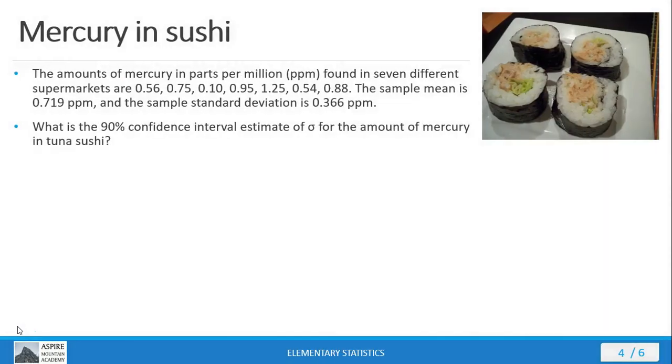Let's go back to looking at the mercury levels in sushi. We've got our data here from 7 different supermarkets, along with the sample mean and sample standard deviation. So now, instead of looking at the mean value, let's look at the standard deviation. What's the 90% confidence interval estimate for the population standard deviation for the amount of mercury in tuna sushi?